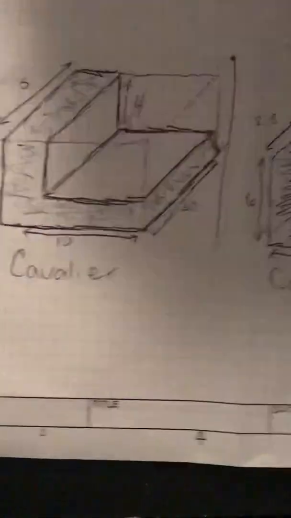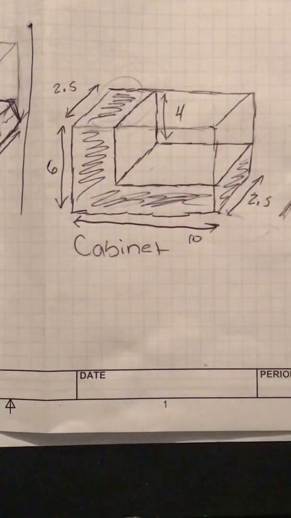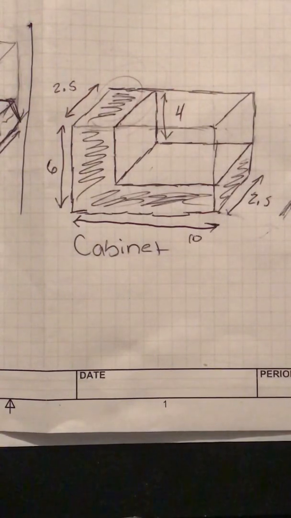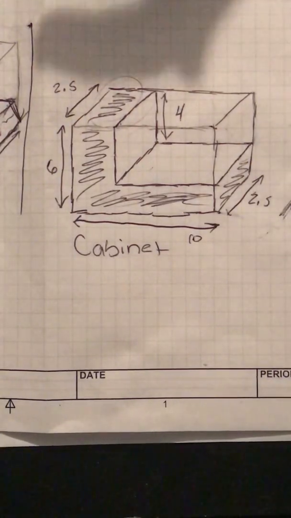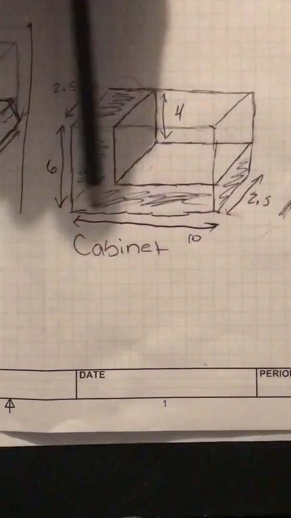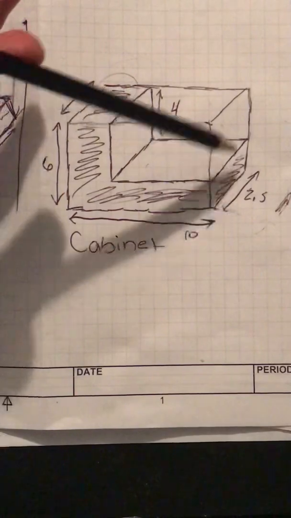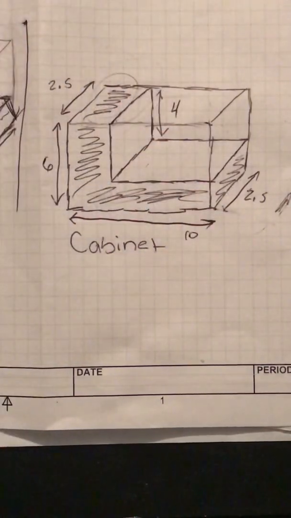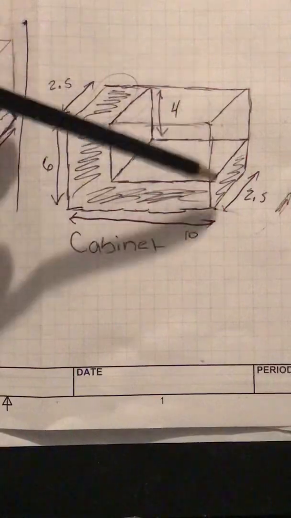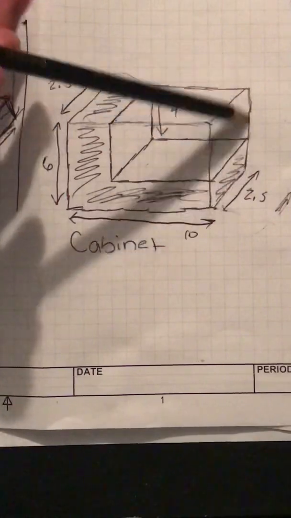For a cabinet, it's just like the cavalier pretty much, except you change your depth to where it's half of the cavalier's depth. So it's going to look smaller, but it will also look the same at the same time. So what I did was 10 for the width, 6 for the height, and 2.5 for the depth. Then I started making the rest of my box, which was 6 up, 10 across, 2.5 depth, 10 across, 6 down. That's right there.